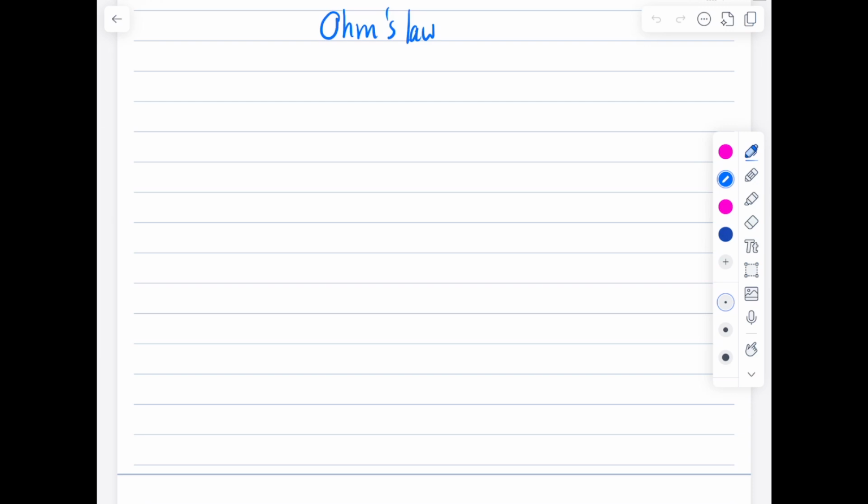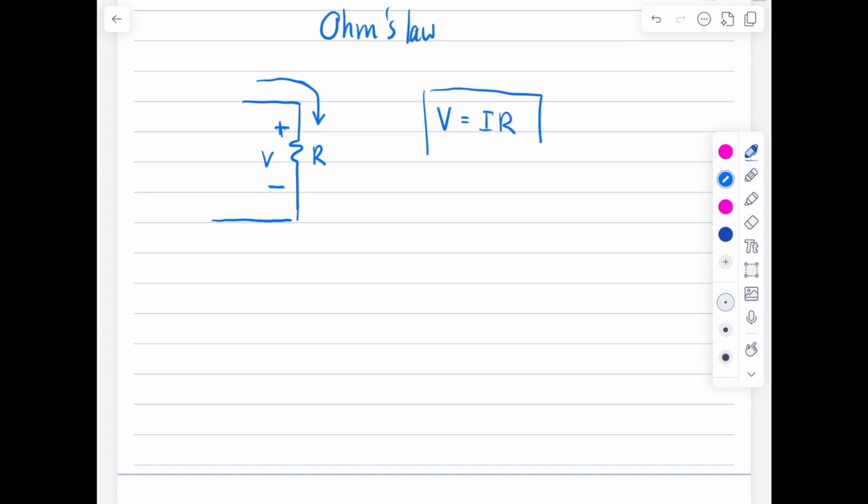Today, in this clip, I'm going to do Ohm's Law. Ohm's Law is a law that gives you the relationship of a voltage drop across a resistor and the current that passes through that resistor. Please note that with Ohm's law, the current enters the positive side of the voltage drop across R. And the formula of Ohm's law is V equal to IR, right?